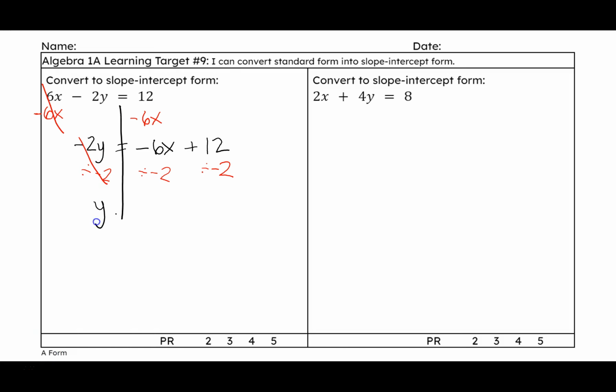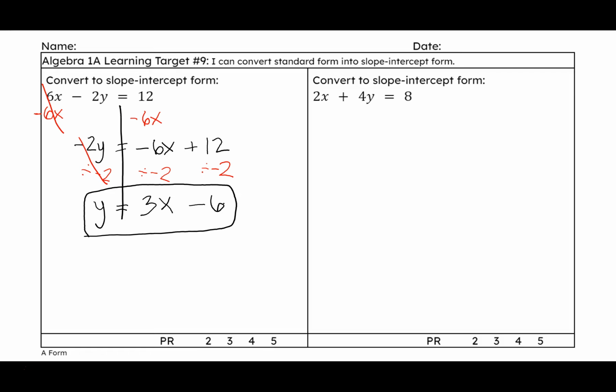Here, it's just going to be y. Here, I have negative 6x's divided by negative 2, and negative 6 divided by negative 2 is 3. So now I have 3x's. Then 12 divided by negative 2 is negative 6, so I'll have a negative 6. And that is the form that we want it in. y equals your component of x and then your constant.